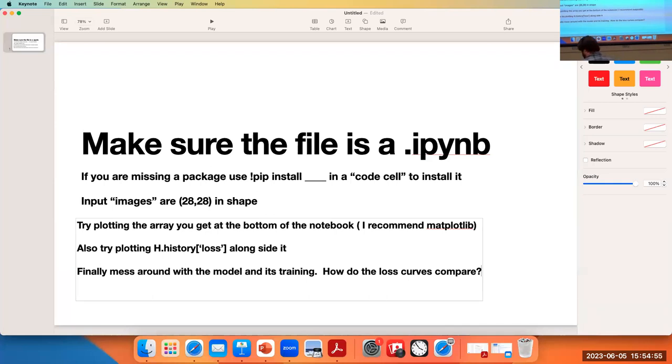Is it val loss? Val loss? I would plot two things. I would plot val loss and loss. What do those mean? We'll deal with it tomorrow. It's not output. No, it's not output. You are correct.